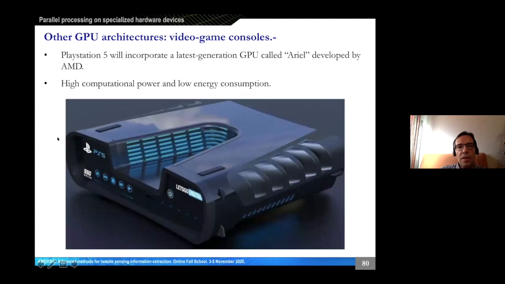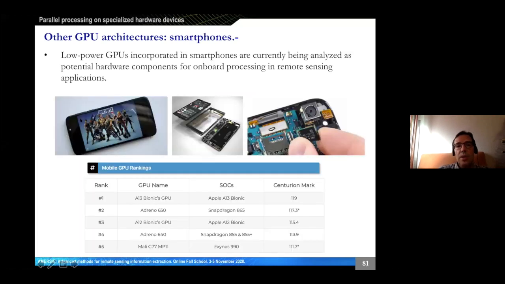For example, the PlayStation 5 will incorporate a latest generation GPU. It will be optimized for gaming, but it has high computational power, low energy consumption, and low cost because of the need to sell video game consoles. So probably this will be another interesting GPU for onboard exploitation, because it has been optimized even for a different field, but we can take advantage. And the most clear example is the GPUs that are now incorporated in smartphones, which are currently being analyzed as potential hardware components for onboard processing in satellite and nano-satellite missions.